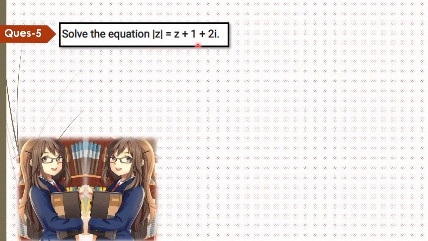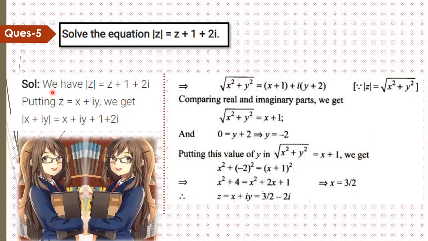Solve the equation. Modulus of z is equal to this. So first of all, we have modulus of z is equal to z plus 1 plus 2 iota. Putting z is equal to x plus iota y, because we know we can represent any complex number like this, x plus iota y. So we are replacing z with x plus iota y, and on the right hand side as well. Now what is the modulus? This is simply modulus of z. So modulus is root of x square plus y square, and on the right we are combining real parts all together, imaginary parts all together.